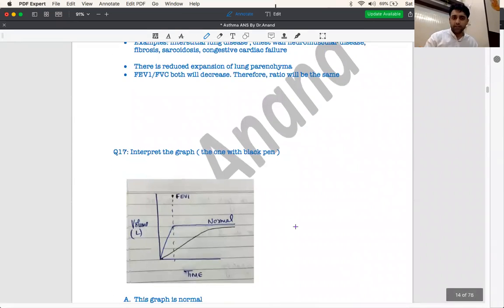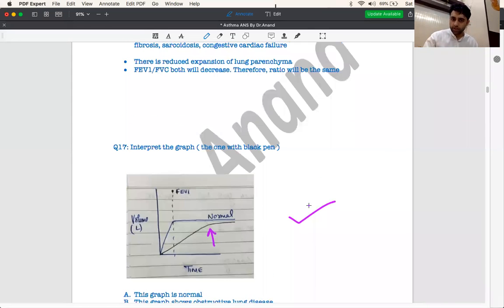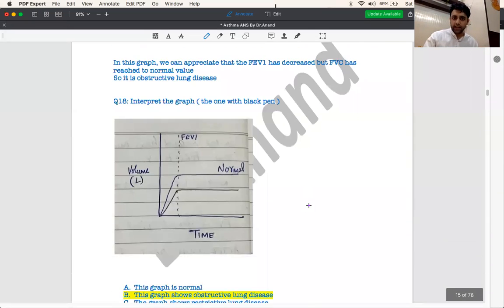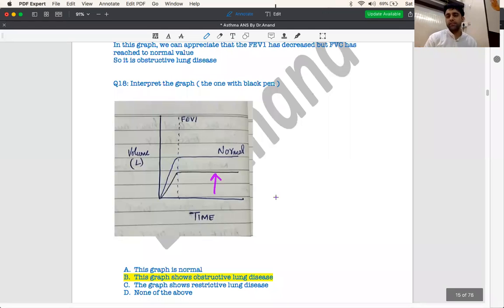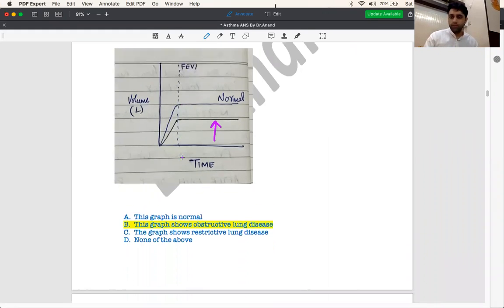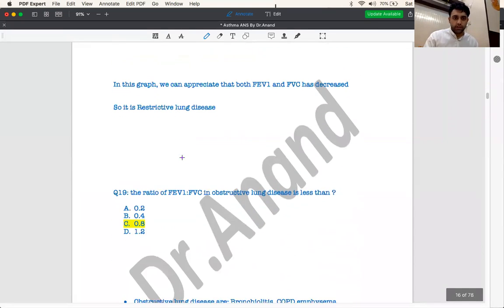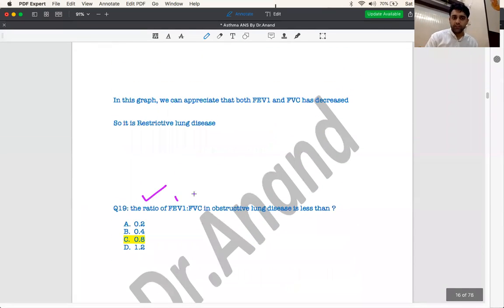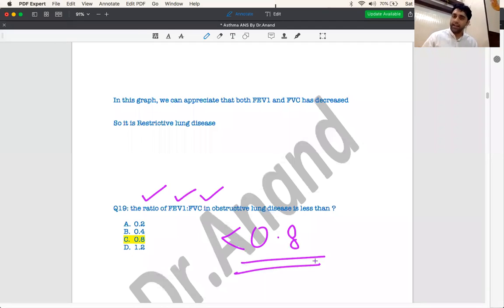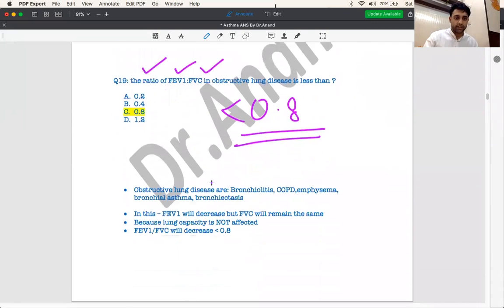So this graph interpretation is already over. This one, the black one, is nothing but an obstructive lung disease, whereas the other graph, I told you, looks more like a restrictive lung disease. Nicely explained and nicely written in the books also. The PDF I have already shared with you. Okay, the ratio of the forced expiratory volume at the first second upon FVC in an obstructive lung disease is less than 0.8. Again an exam question, and we have already covered that. Very good, Rohan. Very nicely you have written.